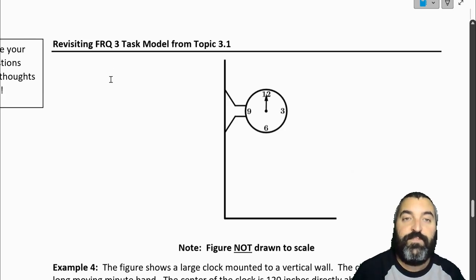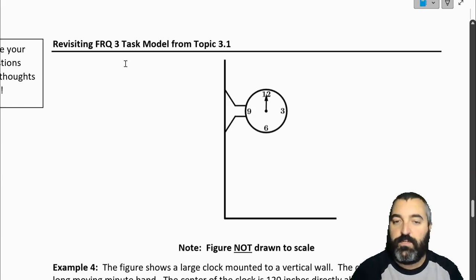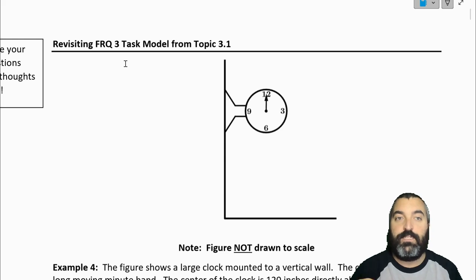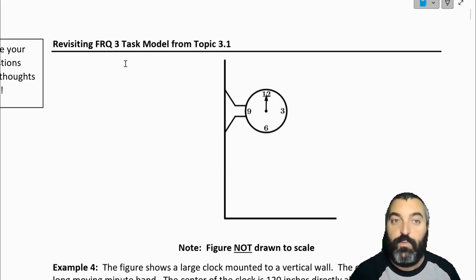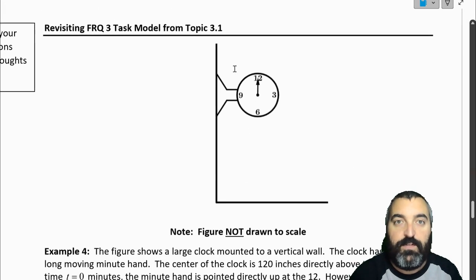And actually, we're going to revisit FRQ3. We did this in 3.1. We looked at this question. It's the exact same question, but now we're actually going to see a few more parts of the FRQ thrown in, the type of questions you can see with FRQ3. So again, we looked at this already. It's the same exact scenario. So if you don't remember this one, go back to my 3.1 video.